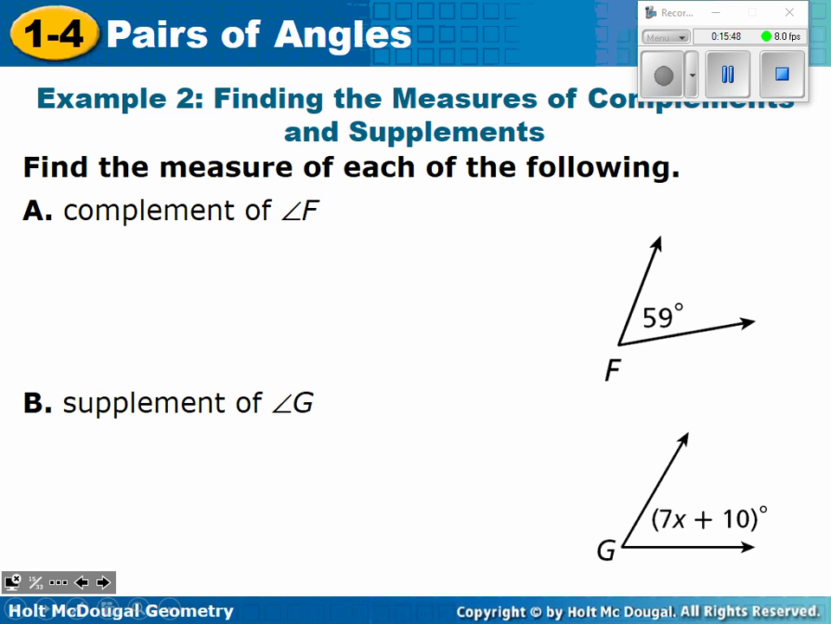So we're going to look at some simple ones and then we'll get to some harder ones. Find the measure of each of the following. The complement of f. We just did this. What's the complement of f if f is 59 degrees?